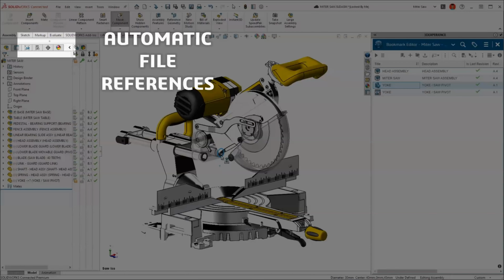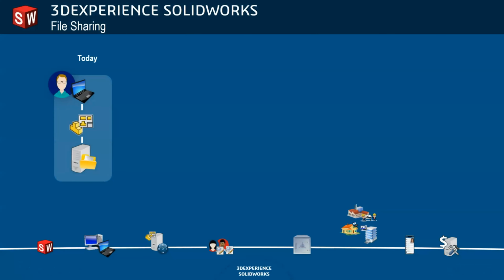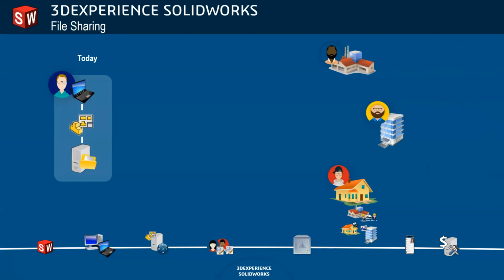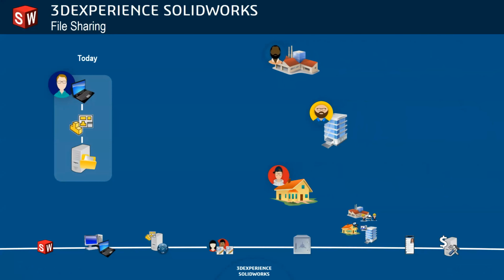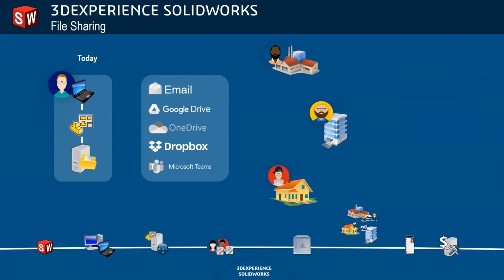So I'm adding that part to my assembly, and it automatically creates those file references for me. So the sharing of the data is easier, simpler, faster. So let's say a designer needs to collaborate with the external manufacturer, another offsite office, or a remote employee. What tools do they have to do that? In the past, we used email, Google, Dropbox.